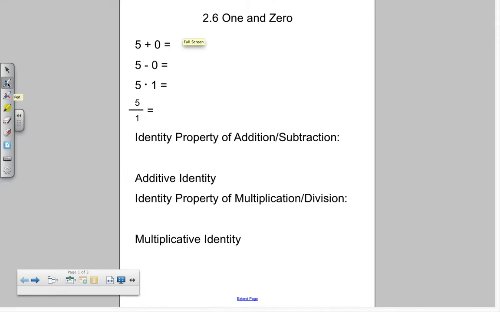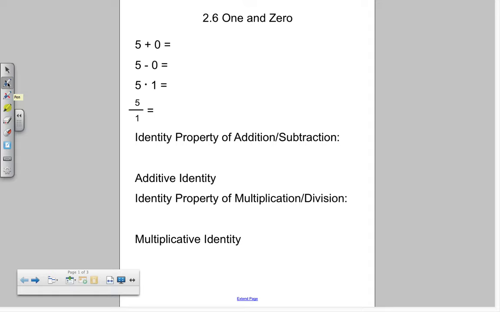2.6, 1 and 0. So you may think this is going to be a really easy lesson because 1 and 0 are pretty easy to work with. But 1 and 0 both have pretty funky rules. Some people have even devoted their life's work of study to 1 and 0. I'm not asking you to do that yet, but we do need to understand some basic principles about 1 and 0 because they do come up all through the study of algebra and math and beyond.